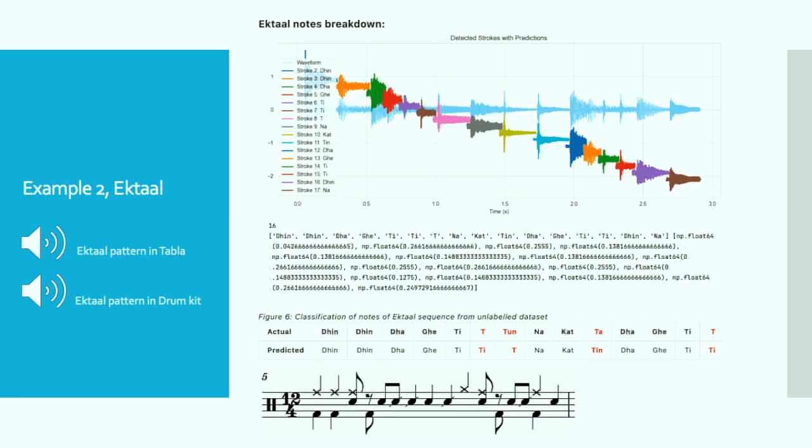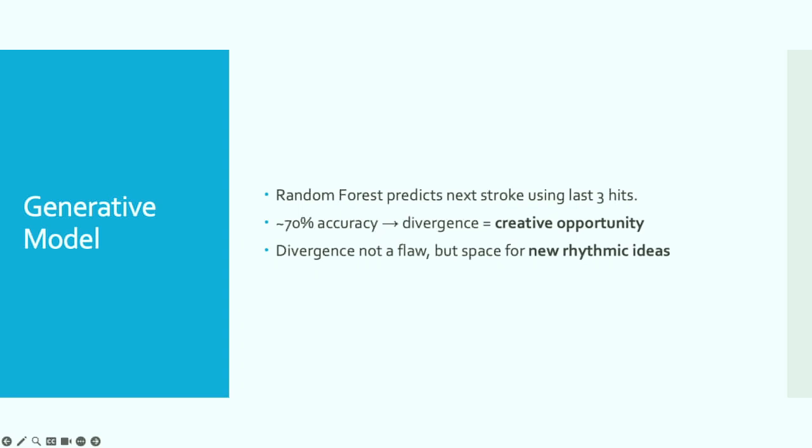Yeah. So the idea is that the tabla pattern is taken in, classified, and then translated. And then after classification, I tried the generative model, where I use the random forest model, which predicts the next stroke based on the last 3 hits.